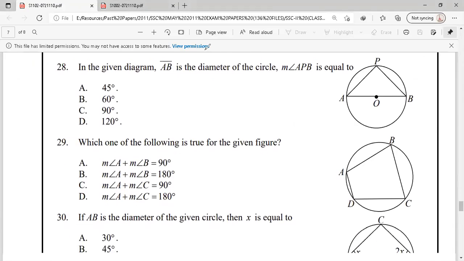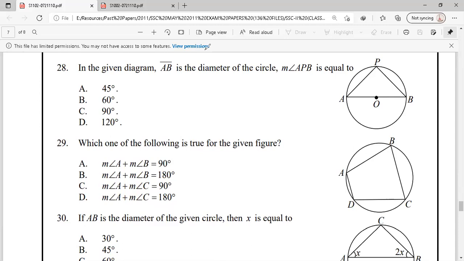Let's come to question number 28. In this diagram, we have AB as the diameter. We have to identify the angle APB. APB is the angle opposite to the diameter, and it is always equal to 90 degrees. Option C is the right answer.